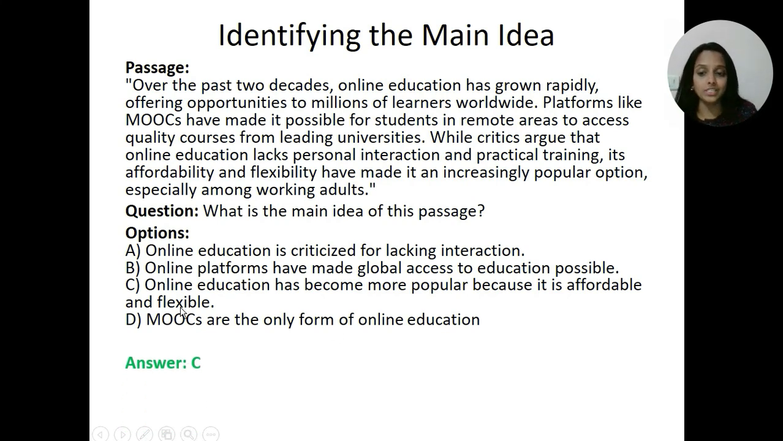The right option is option C. Online education has become more popular because it is affordable and flexible. Right? If you take option A, supporting detail, but it's a criticism, isn't it? And if you have taken option B, this is also true, but too narrow. It's only about access. And if you have taken option D, this is false because MOOCs are an example, not the whole. So option C, that is the only option, captures the central theme of the entire passage, rise of online education due to affordability and flexibility.